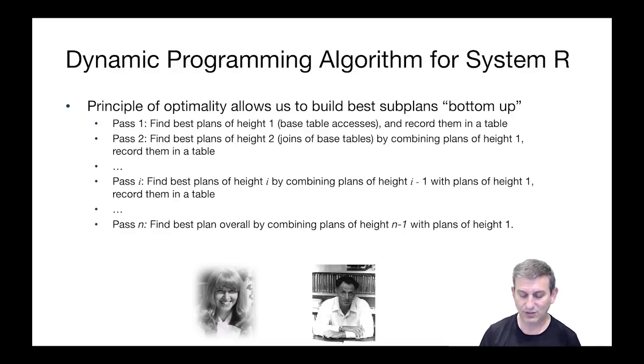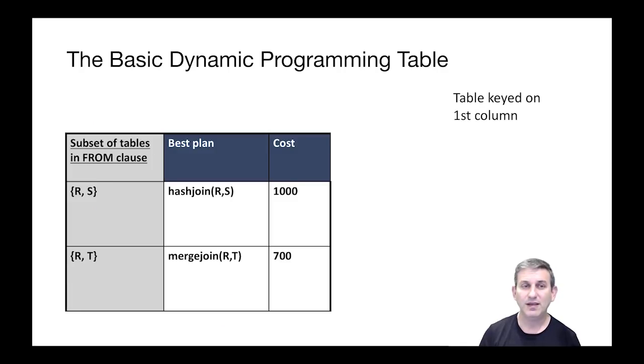Okay, so what is in this lookup table? Well, so far it's pretty simple. The key to this lookup table is the first column. It's the set of tables that were joined together. And then the dependent columns here, the other two columns, the best plan is kept for each subset of tables, and the cost of that best plan is kept. So in this example, we have the pair R and S. The best way to join those we found was the hash join of R and S, and the cost was 1,000. The best way to join R and T was a merge join of R and T with cost 700, etc. So this is an example of the data structure we'd want to keep in memory for dynamic programming.